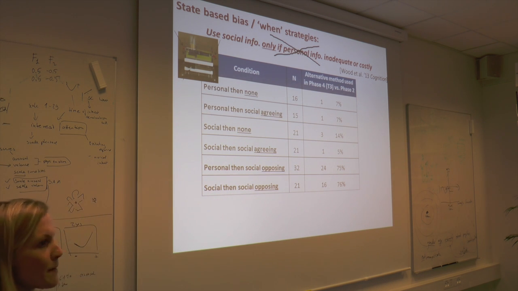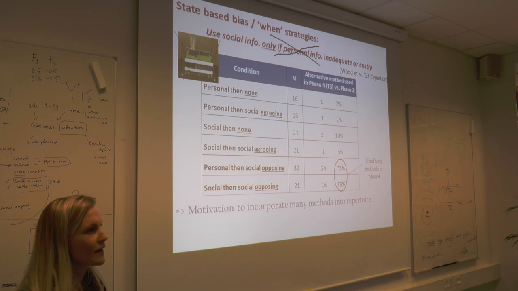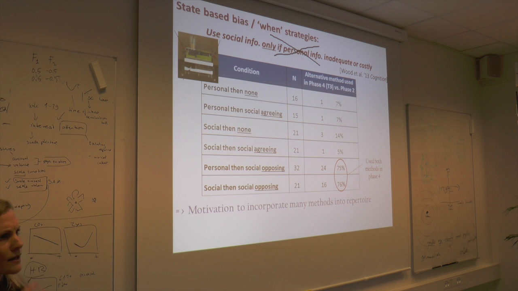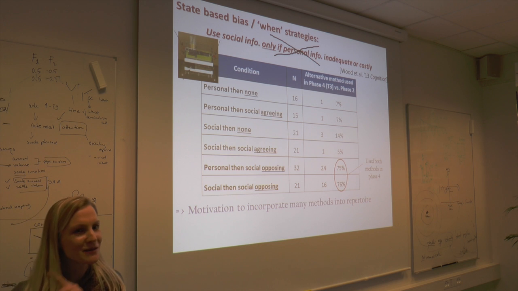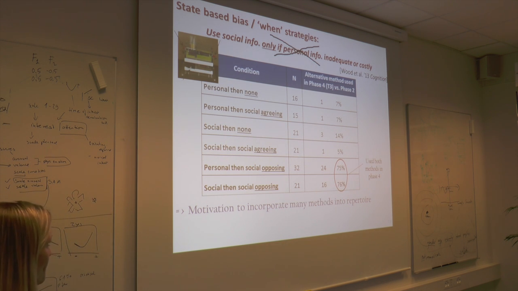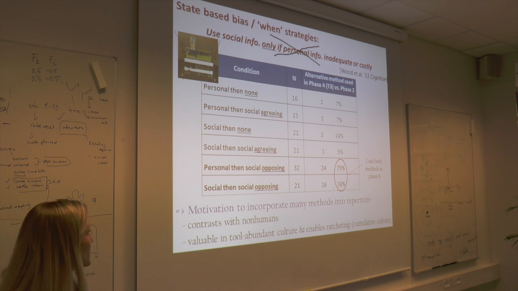And it's not just that they abandoned their prior method. Lots of them in this condition went on to use both methods, so they got lots of opportunities to interact with the task. So they didn't just think, oh, I learnt sweep, then I saw someone use draw, so now I'm going to use draw. They alternated between the two. So they're acquiring both into their repertoire, which, as I've explained, contrasts with what we knew about non-humans.